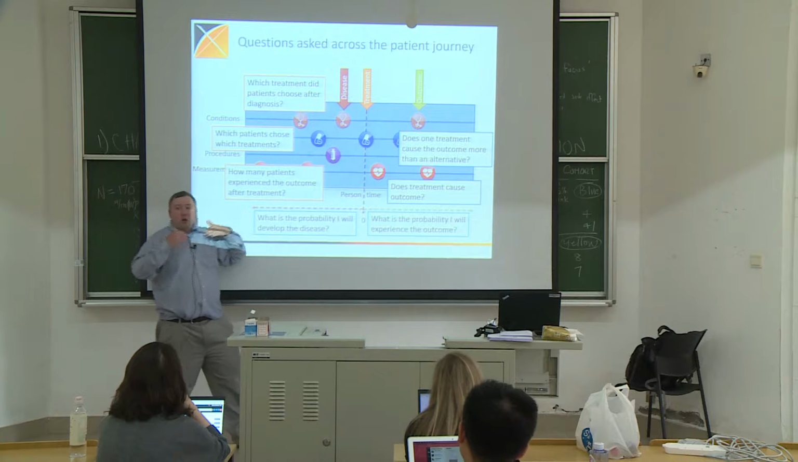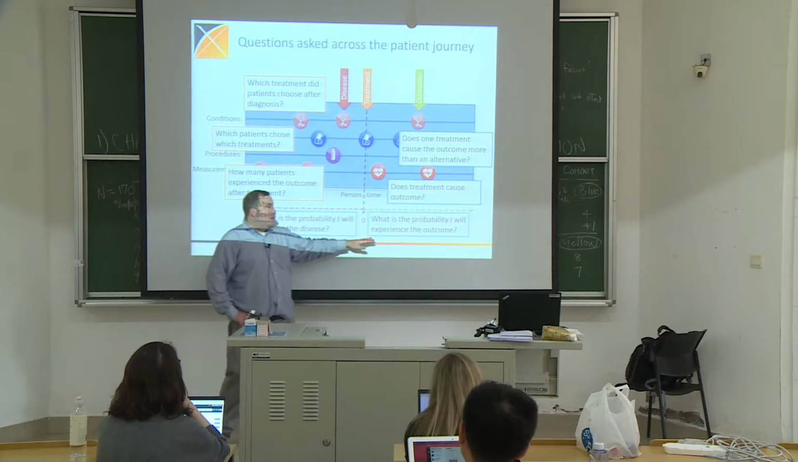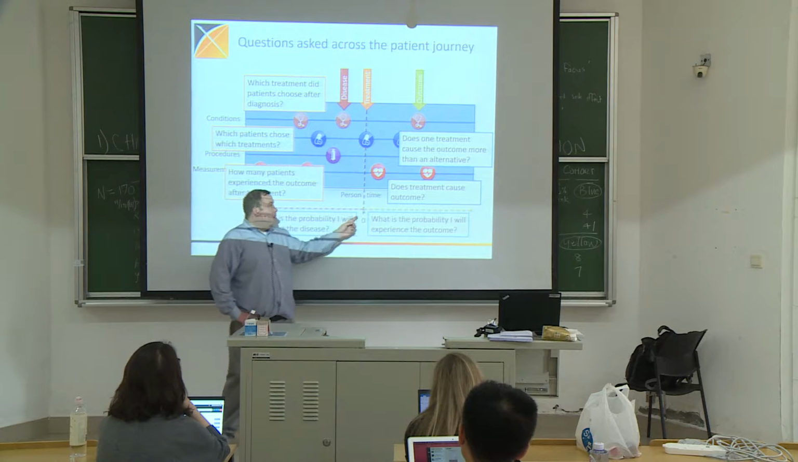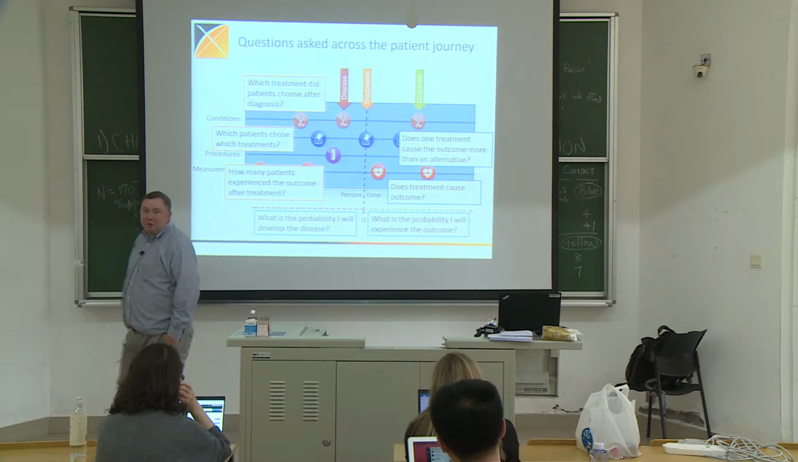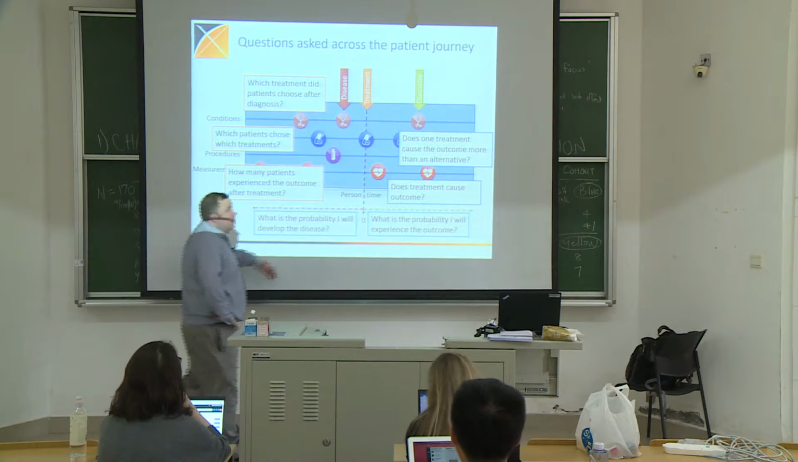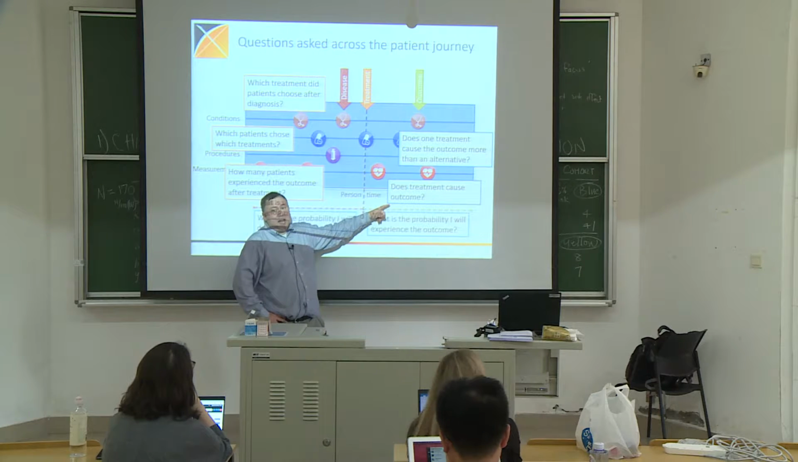We could also ask the question, what's the probability that I develop this disease? So basically, who gets into the cohort? Or I could ask the question, what's the probability that I will experience the outcome? So what happens to me after I'm in the cohort? What kinds of problems are those? Prediction problems.